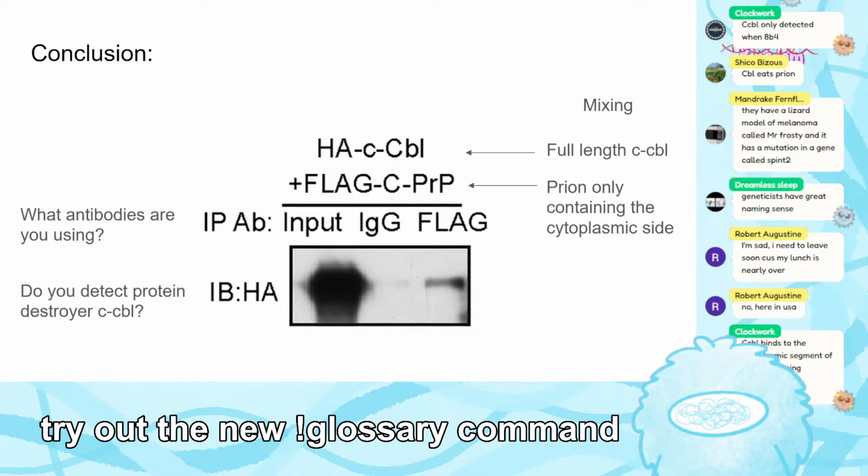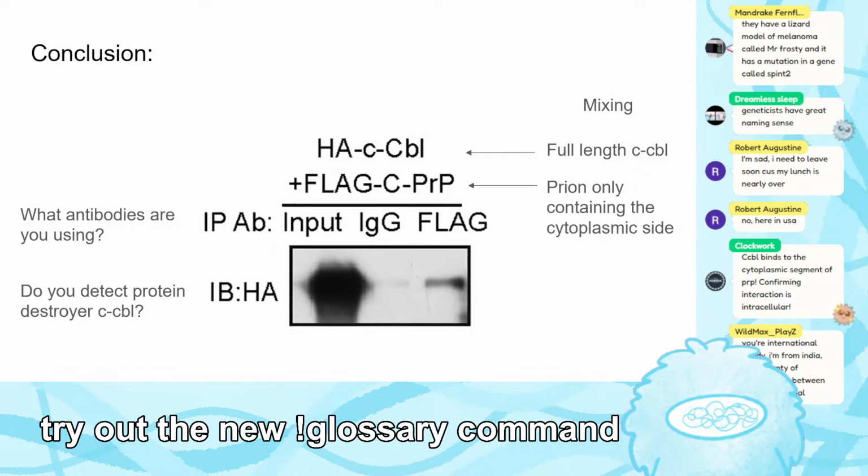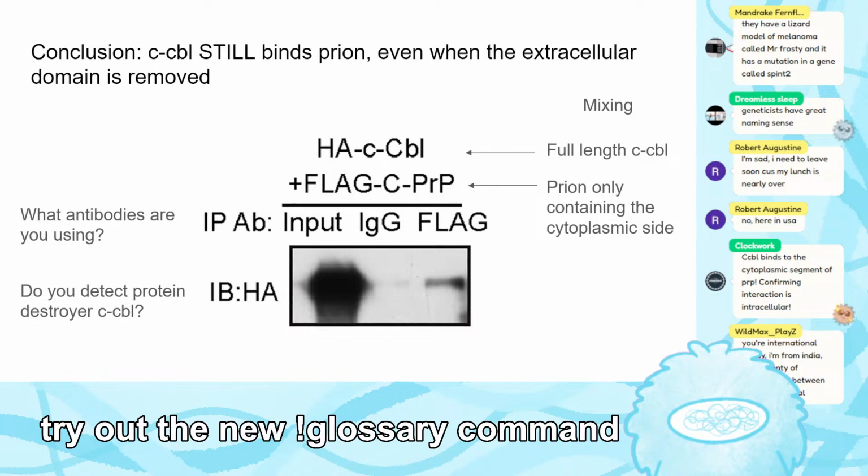CBL binds to the cytoplasmic segment of the prion protein, confirming the interaction is intracellular. Exactly. So the conclusion is that full-length CBL binds full-length prion protein, and the only change here is that we removed the stuff on the outside of the cell. By removing the outside of the cell part of the prion protein, we still get binding, even when the extracellular domain is removed. So this is not great confirmation, but it is consistent with the idea that the prion protein uses its cytoplasmic domain to bind this protein destroyer.